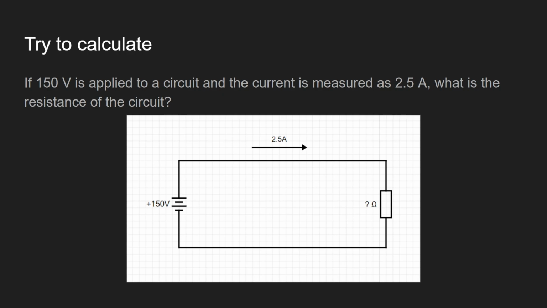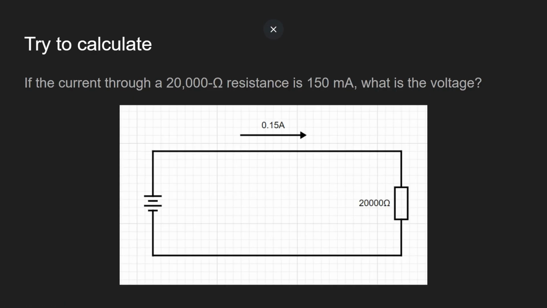Okay. I will try to see how I can use my iPad next time. Okay. Easy, huh? So okay, another example. What if we have 20,000 ohms and the current is 150 milliampere?